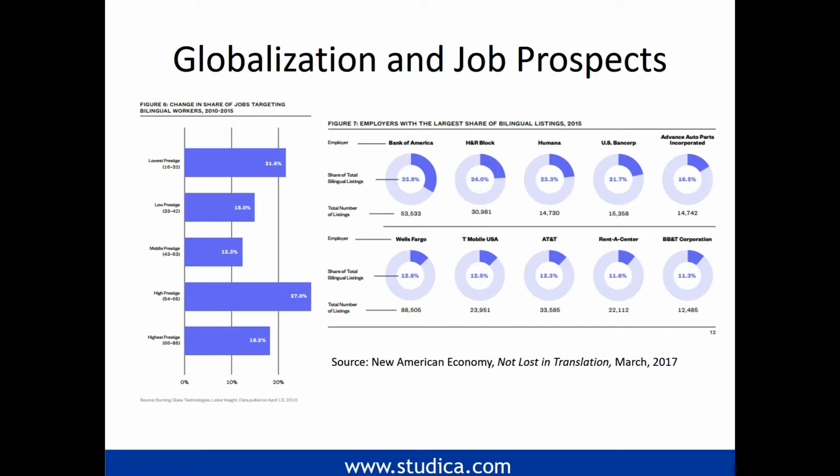We're seeing the high prestige with the sharpest spike, and this kind of correlates with the graph we see on the right, which is the employers with the largest share of bilingual listings as of 2015. You'll notice a lot of these companies are Fortune 500 corporations, banks, insurance companies, and data carriers. And so this is where you're also seeing a lot of demand in your high prestige, right?